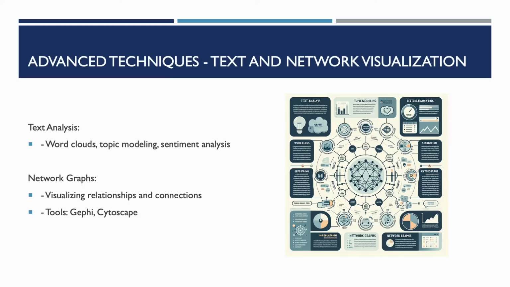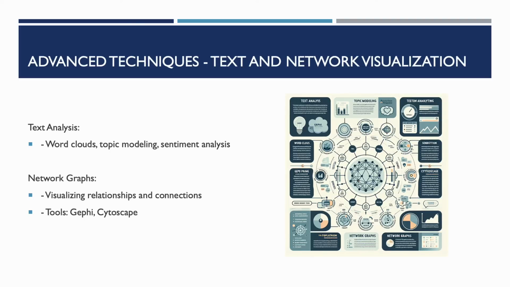Now, we can use network graphs as well. Network graphs represent data as nodes and edges. For instance, in social networks, nodes represent individuals and edges represent friendships or interactions. Network graphs help to reveal the strength and structure of relationships in a complex web of connections. So visualizing relationships and connections makes them easier to understand.